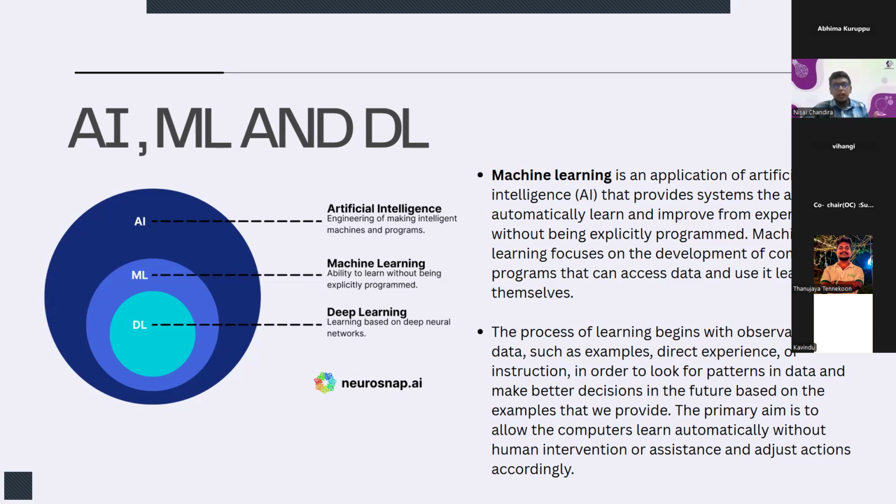So moving to the English, machine learning is an application of an artificial intelligence subset that provides systems the ability to automatically learn and improve from experience without being explicitly programmed. Machine learning focuses on the development of computer programs that can access data and use it, learn for themselves. That is what machine learning means. Okay?